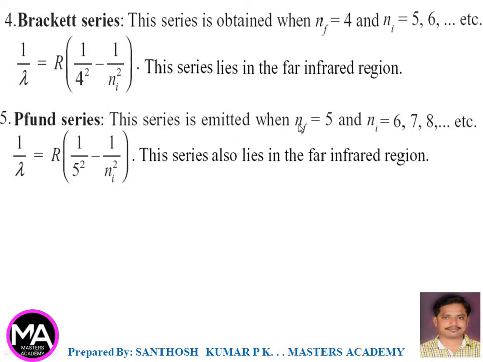Pfund series. This series is emitted when NF is 5 and Ni is 6, 7, 8, etc. The formula is 1 by lambda is equal to R into 1 by 5 square minus 1 by Ni square. This series also lies in the far infrared region.